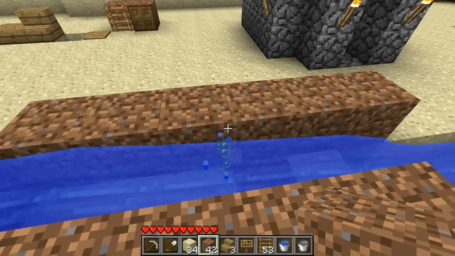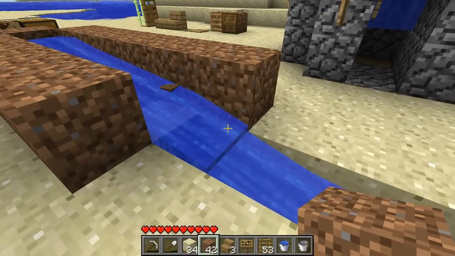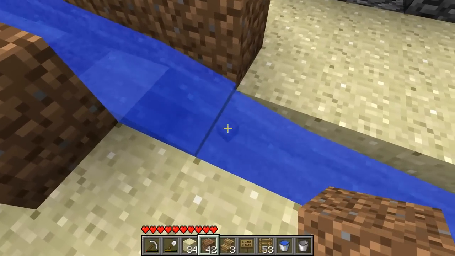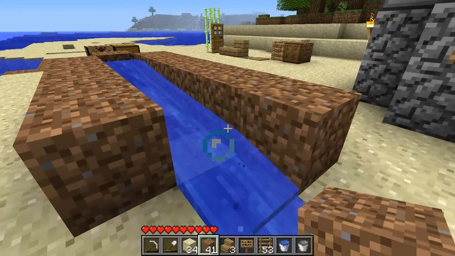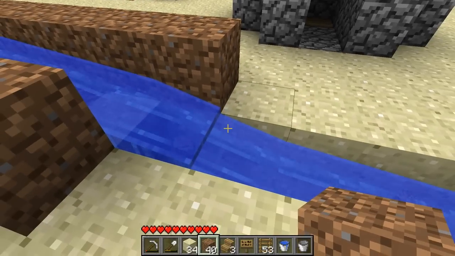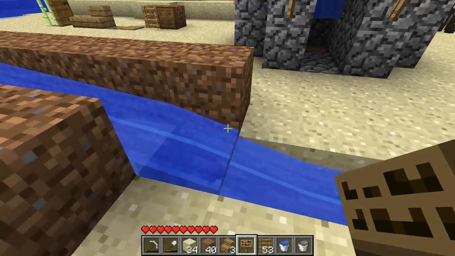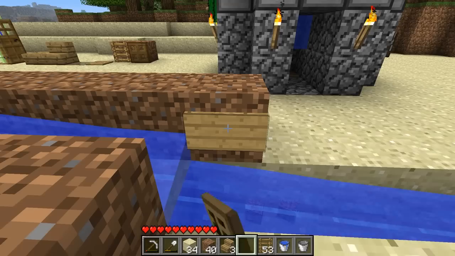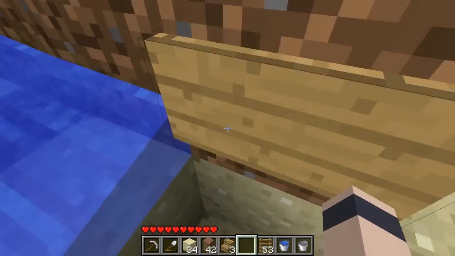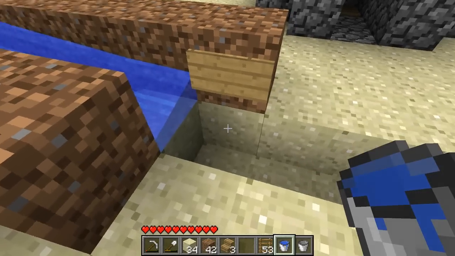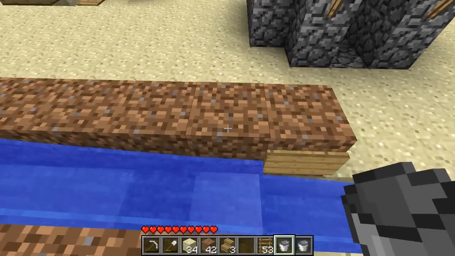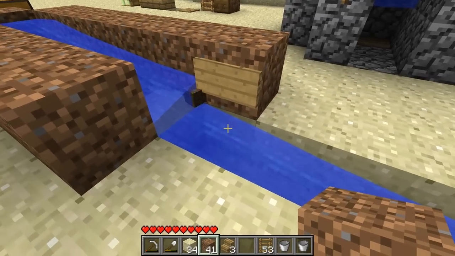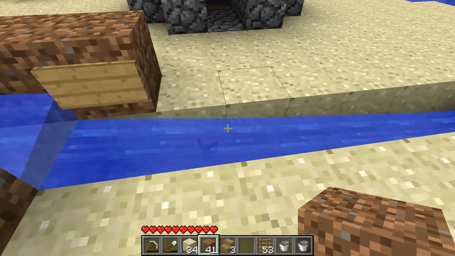Items are likely to flow slowly if they pass through a source block and there's another water block above. Look how slow that one's going. So one way of increasing the speed of this is to use a sign to block the water from flowing, and then have another water source right below it. And that way it will quickly go through it.